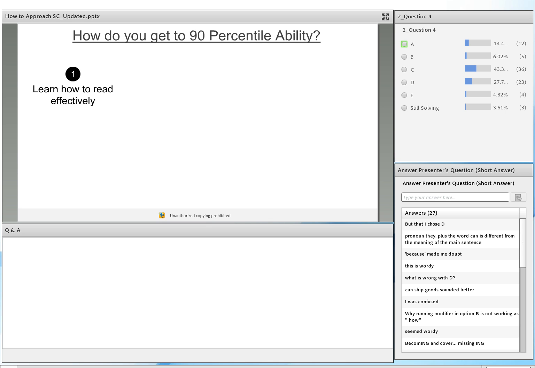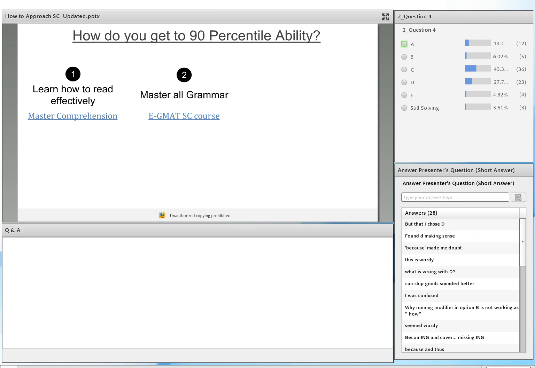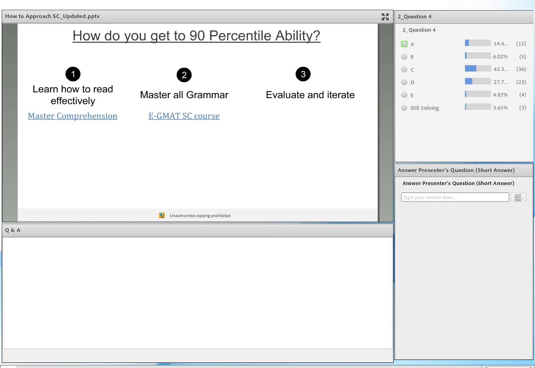Again, there are three things that you have to do. You have to first of all learn how to read effectively, which you do through the Master Comprehension course. The second thing is you have to master all grammar. You have to learn all the grammar rules, and you have to learn how to apply them. That's what you do using the e-GMAT SC course. And then you have to evaluate yourself and cement the methods that you're learning through Scholaranium. Essentially, there are specialized tools for each and every purpose.